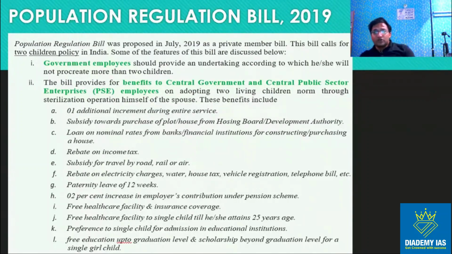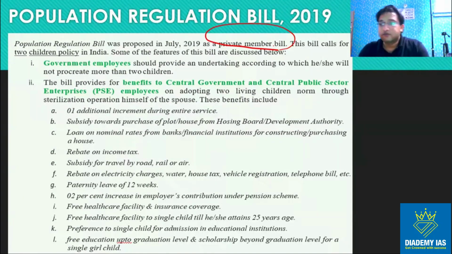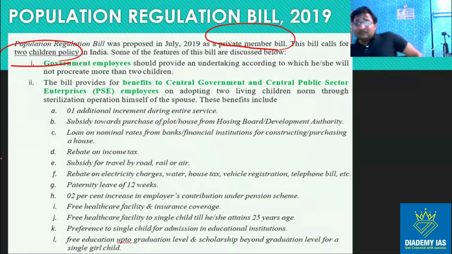This bill was proposed in July 2019 as a private member bill. ठीक है, so this is not proposed by the government but by one of the member of parliament. किसी member of parliament ने ये propose किया था. This bill calls for the 2 children policy. ठीक है, तो अभी ये this is not the government bill.